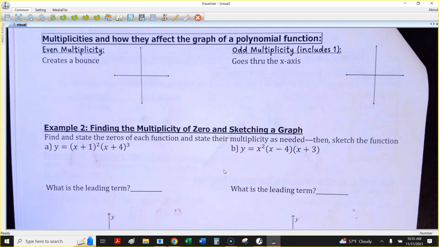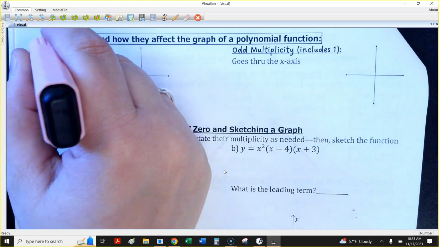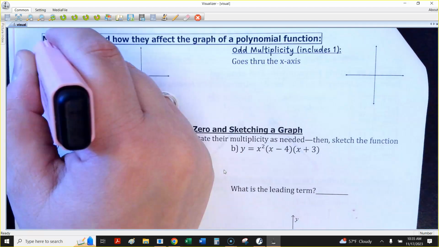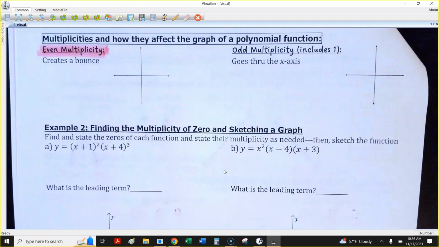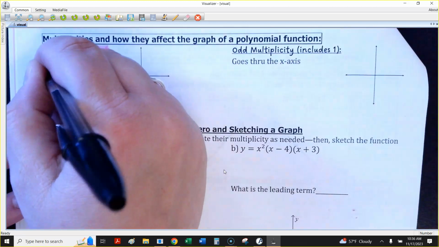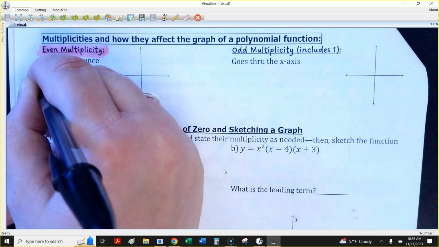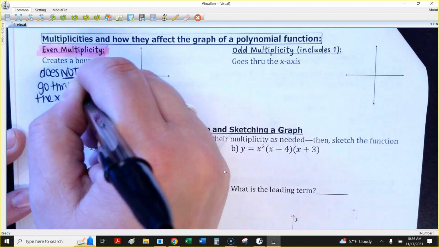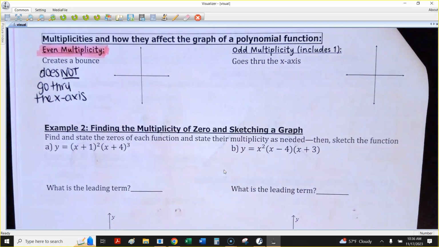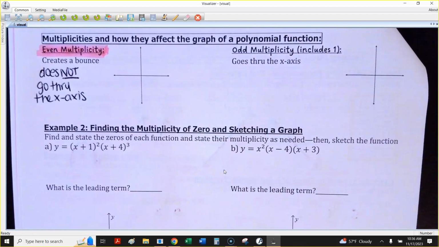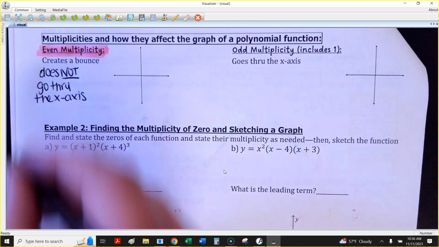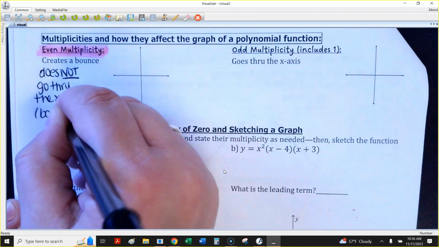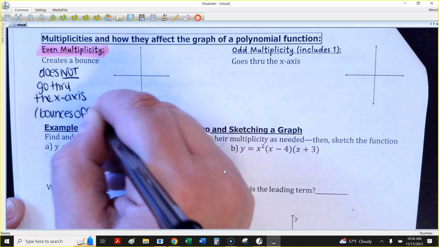There are two things. It could either be even or odd. If the exponent for your multiplicity is even, it creates what we call a bounce. That means it does not go through the x-axis. If you have an even multiplicity, you're going to touch the graph at that 0, but it does not go through the x-axis. I call it that it bounces back where it came from. It basically bounces off the x-axis, is what it looks like on the graph.